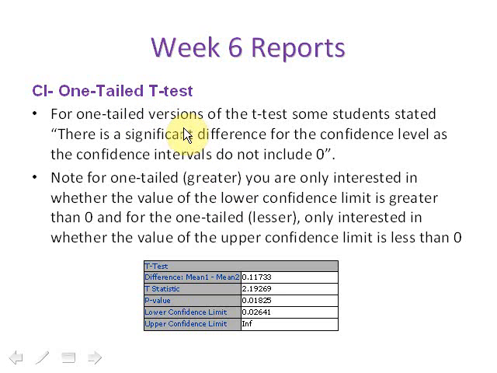One-tailed tests, that's a little bit more confusing. This statement here, some students say the difference is significant for the confidence level as the confidence intervals do not include 0. That's true for both one-tailed and two-tailed tests, but you've got to bear in mind that for a one-tailed test you're only interested in one end of the limit. You've decided in advance that the mean value you're expecting is going to be greater than 0. You're expecting the yield in your crop to increase, or whatever it is, and so it's only where the lower limit is placed that's of interest.